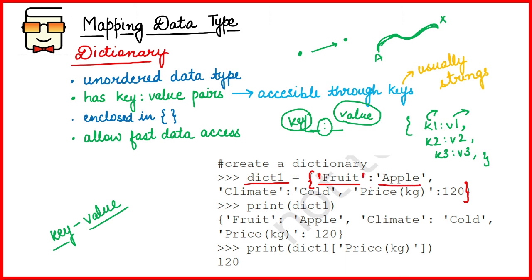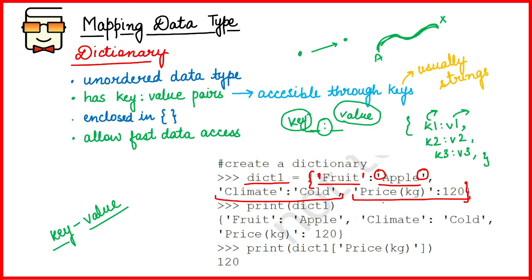Similarly, the value associated with the key is apple. Again, since it is a string, it is enclosed in quotation. You can use single quotes or double quotes, that's your choice. Now the second key value pair is climate colon cold. The third key value pair is price colon 120, and this is your entire dictionary.